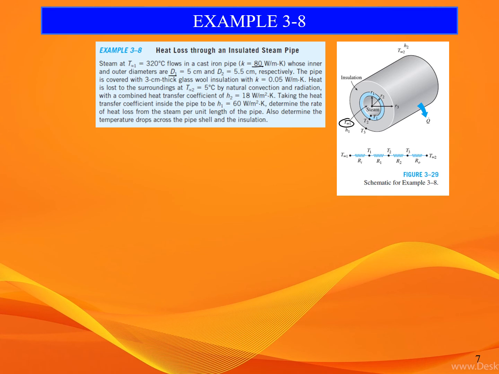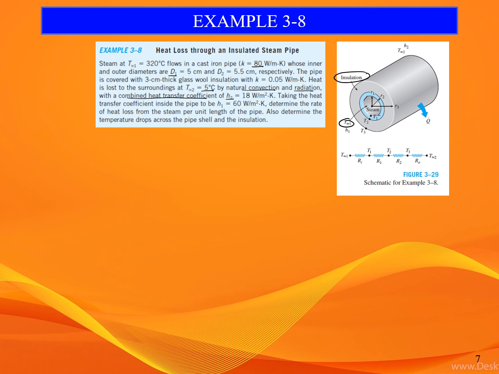So the inner diameter is the inside of the pipe here, the grey one. You can see R1, R2 and R3. D2 is 5.5 cm respectively. The pipe is covered with 3 cm thick glass wool insulation with K equal to 0.05. The insulation part is here, the big one. Heat is lost to the surrounding at T infinity 2, which is 5 degrees Celsius, by natural convection and radiation with a combined heat transfer coefficient of H2.